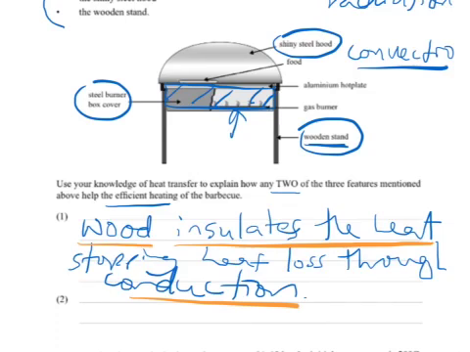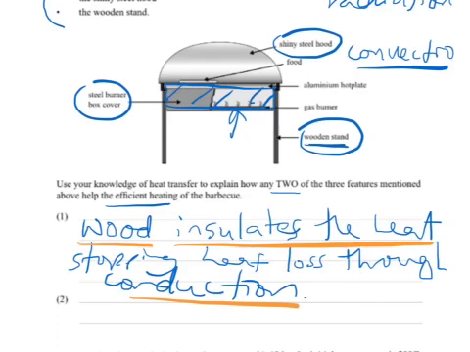It's stopping air coming in and heat loss through convection, but also stops radiation, because any radiated heat is going to be absorbed by it and transferred to the aluminium hot plate above by conduction. You could talk a little bit about the shiny steel hood being a radiation reflector, but it's actually on the underside that we're interested in.